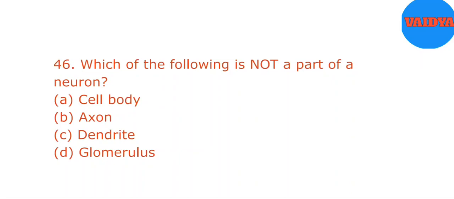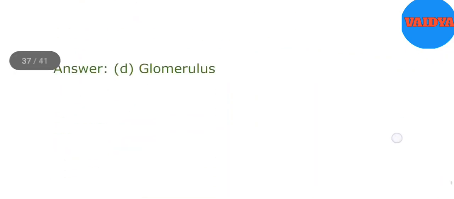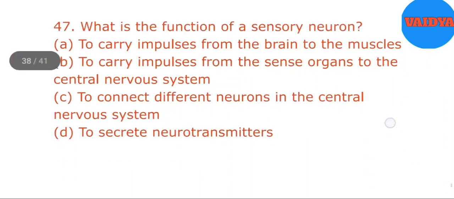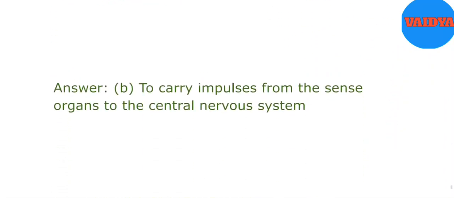46. Which of the following is not a part of a neuron? A. Cell body. B. Axon. C. Dendrite. D. Glomerulus. Answer: D. Glomerulus. 47. What is the function of a sensory neuron? A. To carry impulses from the brain to the muscles. B. To carry impulses from the sense organs to the central nervous system. C. To connect different neurons in the central nervous system. D. To secrete neurotransmitters. Answer: B. To carry impulses from the sense organs to the central nervous system.